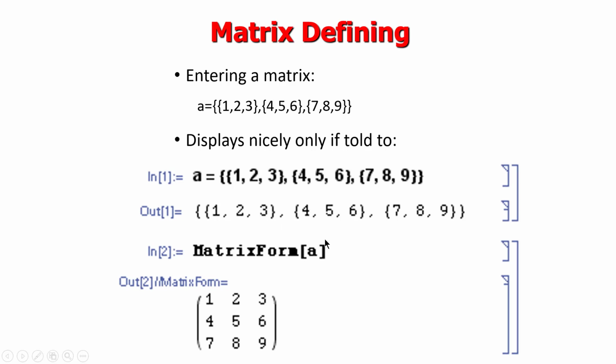Similarly, if you are interested in looking at this matrix in the elegant form you usually see in mathematics books, you can use the command MatrixForm, where M is capital and F is capital. If you write MatrixForm of the argument A, where A itself is a matrix, it will give you the matrix form. Similarly, you can use TraditionalForm as well. Traditional form of A is more like the textbook style matrix, right?